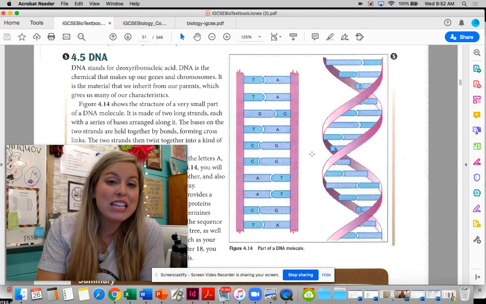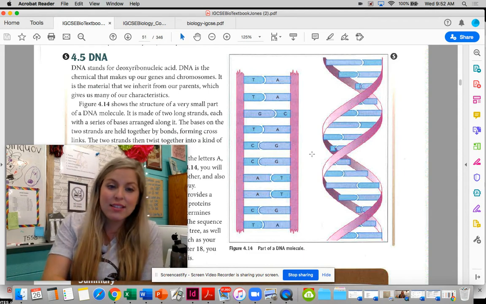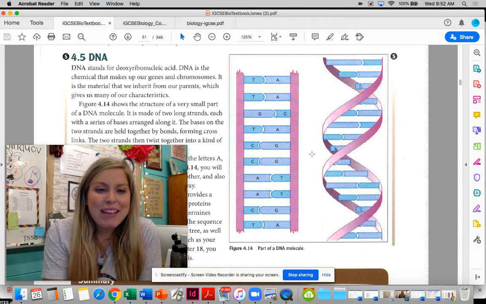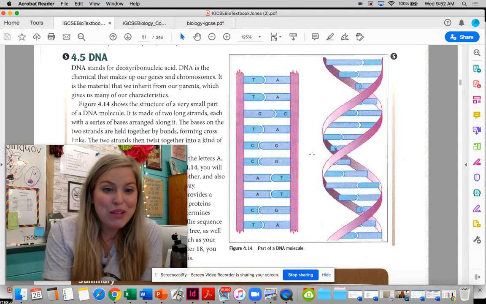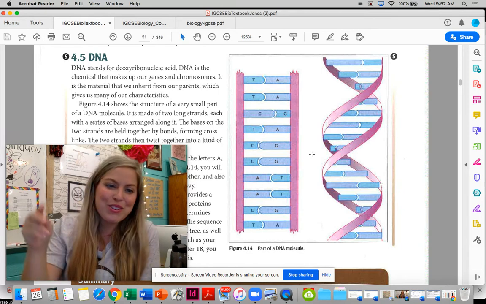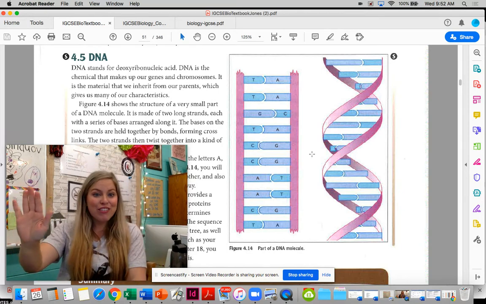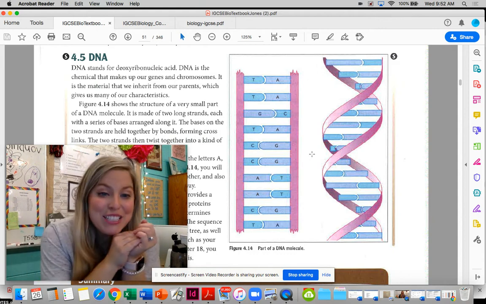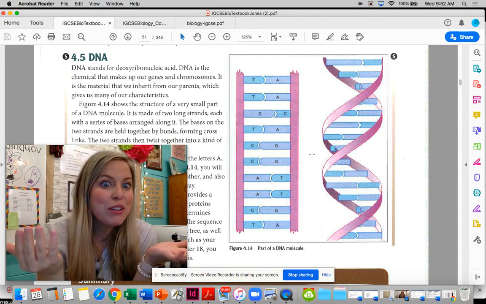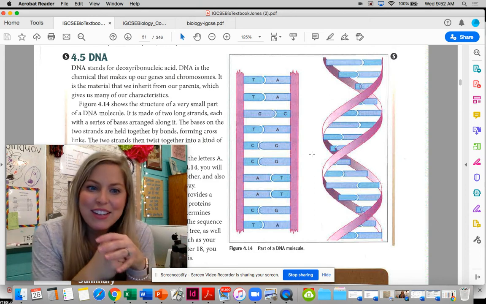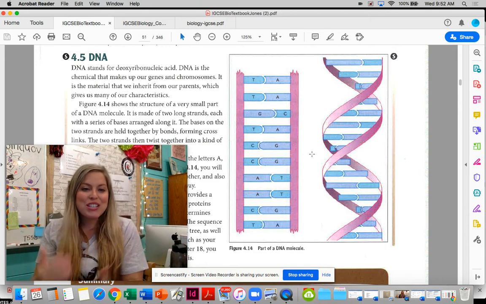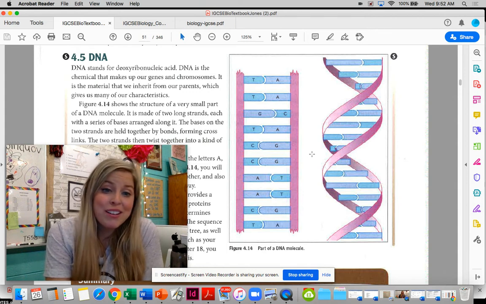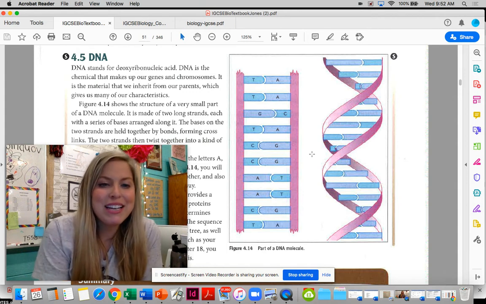DNA stands for deoxyribonucleic acid. So it's a nucleic acid. It's found in your nucleus and it makes up our genes and our chromosomes. So it is what makes you you. You got half of your DNA from your mom and half of your DNA from your dad. And that's why you are uniquely you. Now you may look a lot like your mom or maybe a lot like your dad or have some features that are physically very similar to one of your parents, but ultimately you are you. And it's because of DNA.